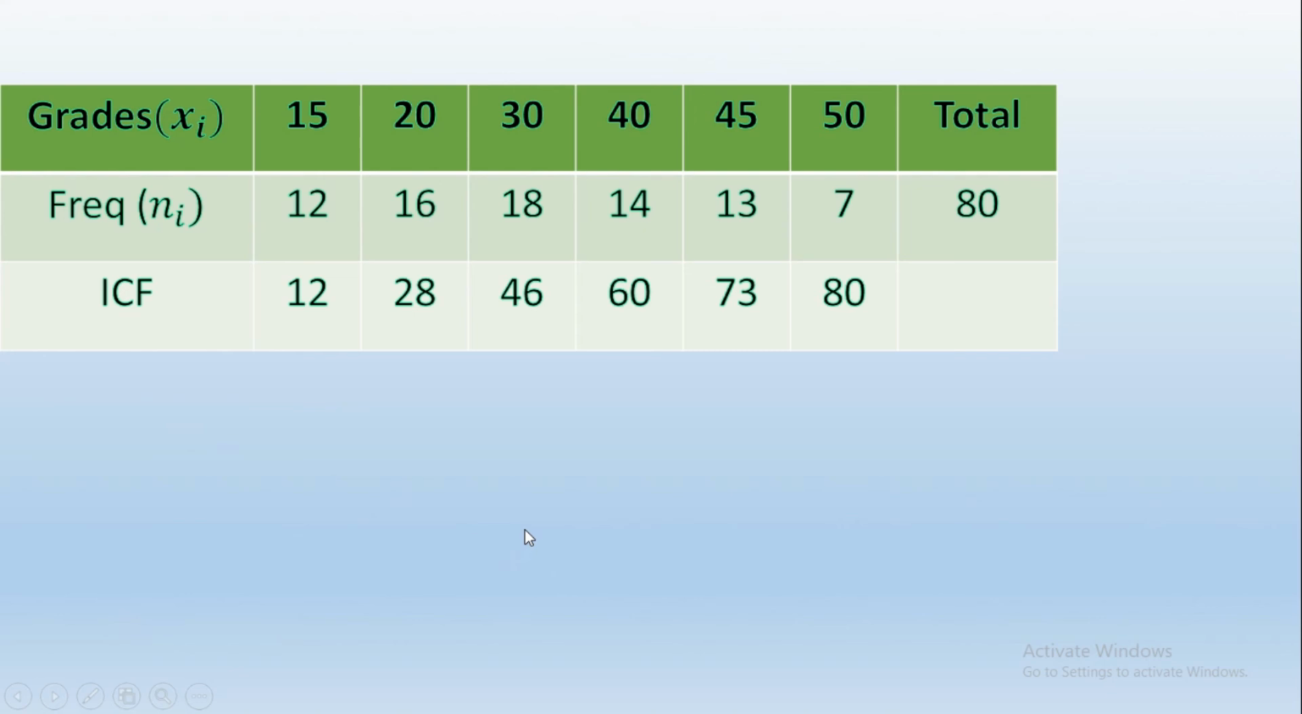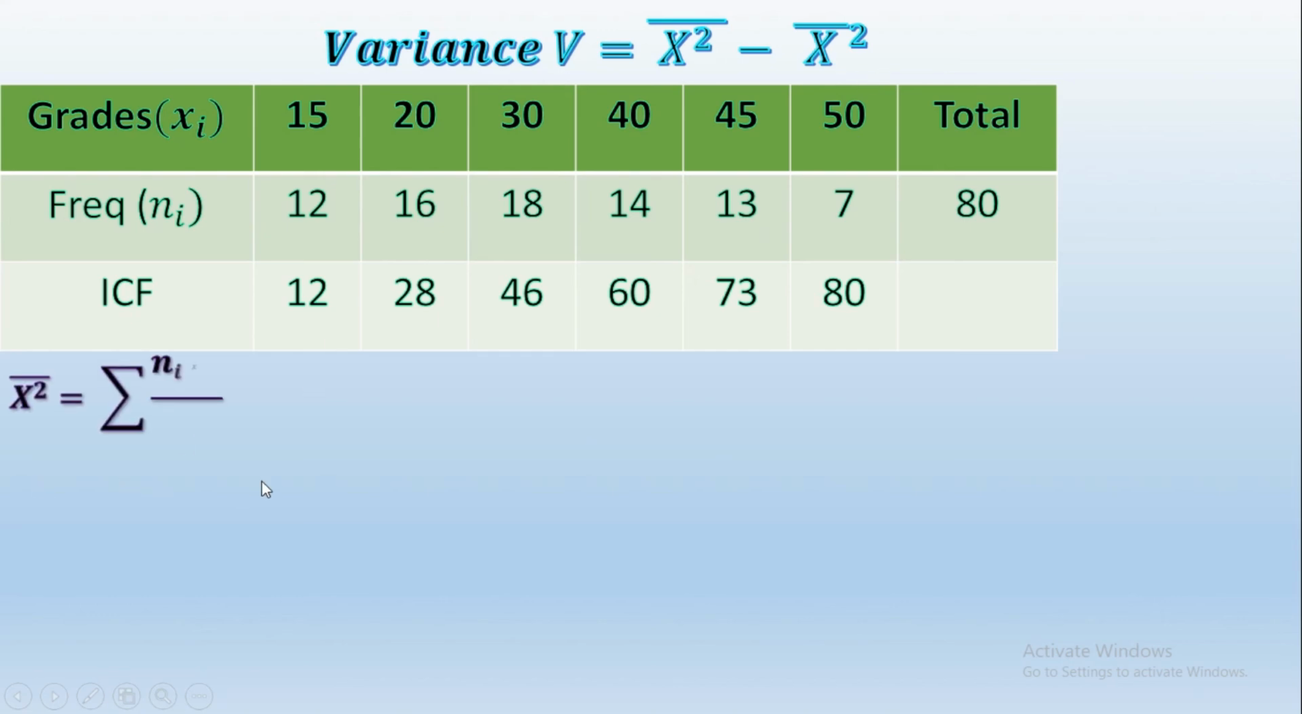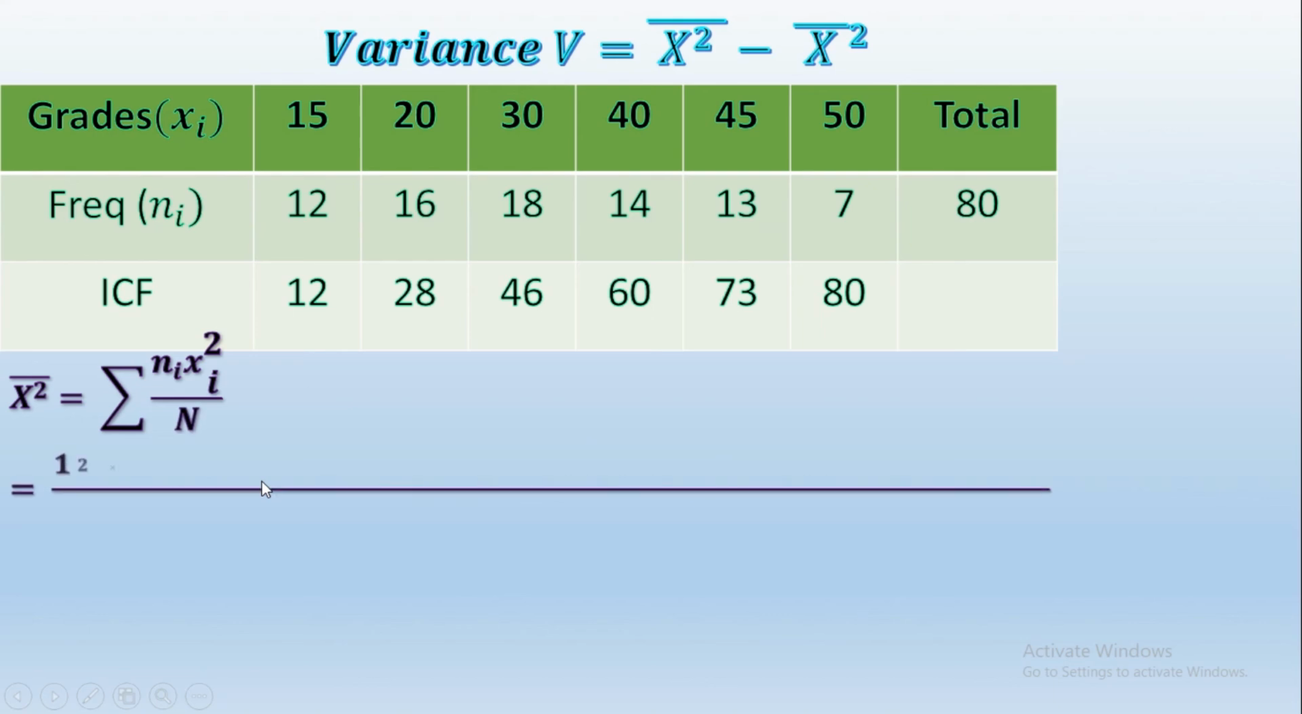Now what about the standard deviation? Actually, standard deviation is sigma equals the radical of v, where v is the variance. So to find the standard deviation, we should first find the variance. The variance is x squared bar minus x bar squared.